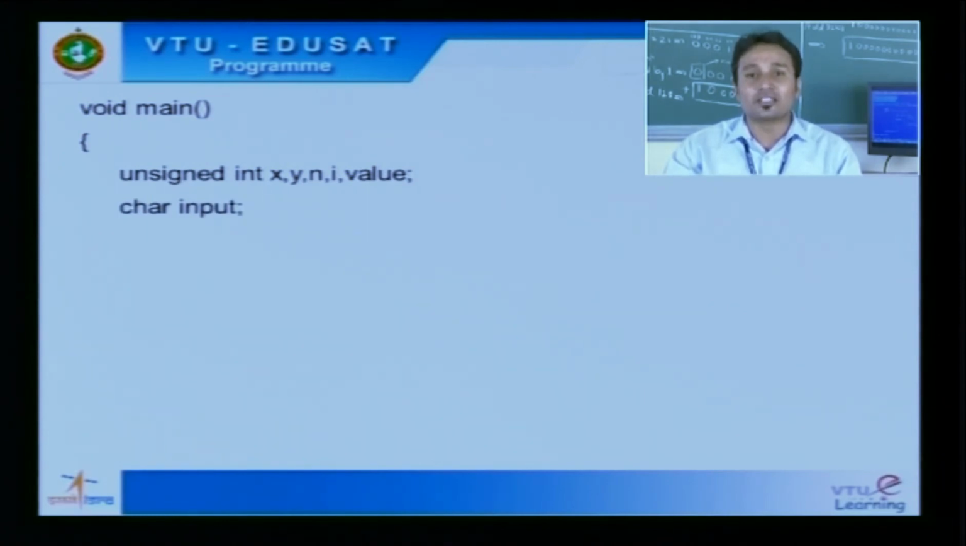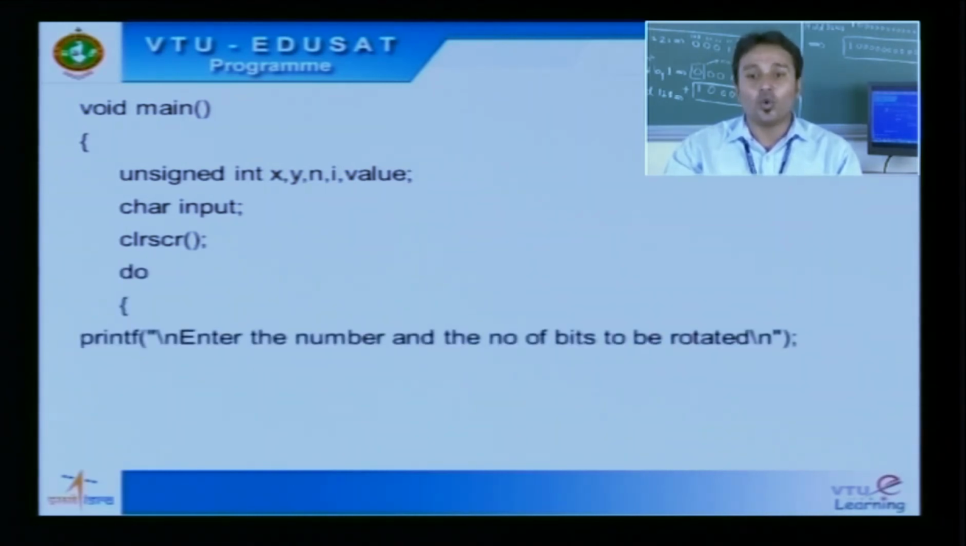Next, we have an input variable which is declared as a character for an option, which will be clearly seen in our output. Next line we have is clear screen, which is used to clear the output screen. Next we have the do while block. Inside the do, we have: enter the number and number of bits to be rotated.